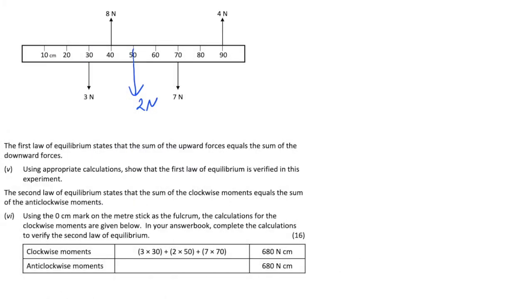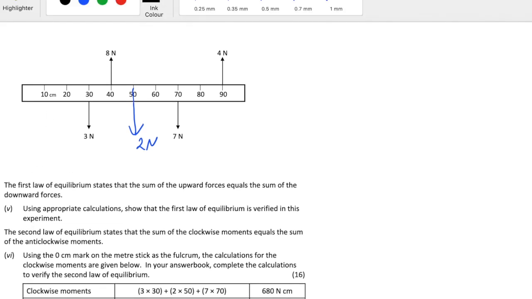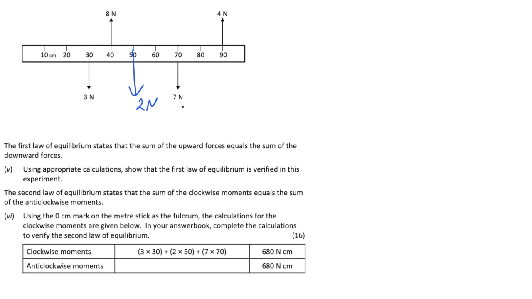Last part of question 1 asks us to consider laws of equilibrium. So the first law of equilibrium states that the sum of the upward forces equals the sum of the downward forces. Using appropriate calculations, show that the first law of equilibrium is verified in this experiment. So we know that the first law of equilibrium is looking at forces. So let's take a look at forces that we're considering in this problem.